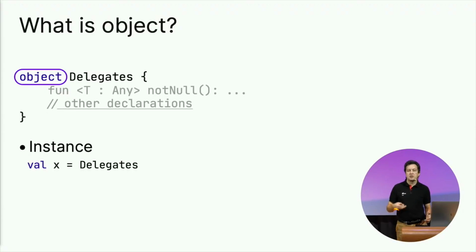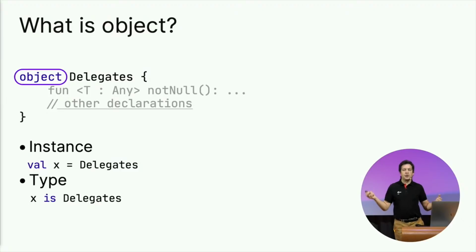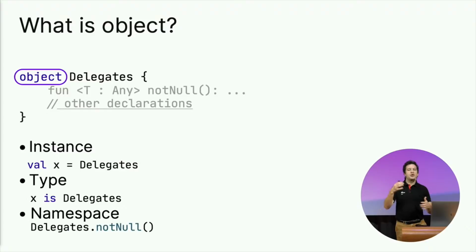You can assign it to a variable. An object in Kotlin creates a type. You can do type checks for it. You can declare variables of this type. And also an object in Kotlin creates a kind of a namespace. So to enable this kind of delegates.notNull usage.